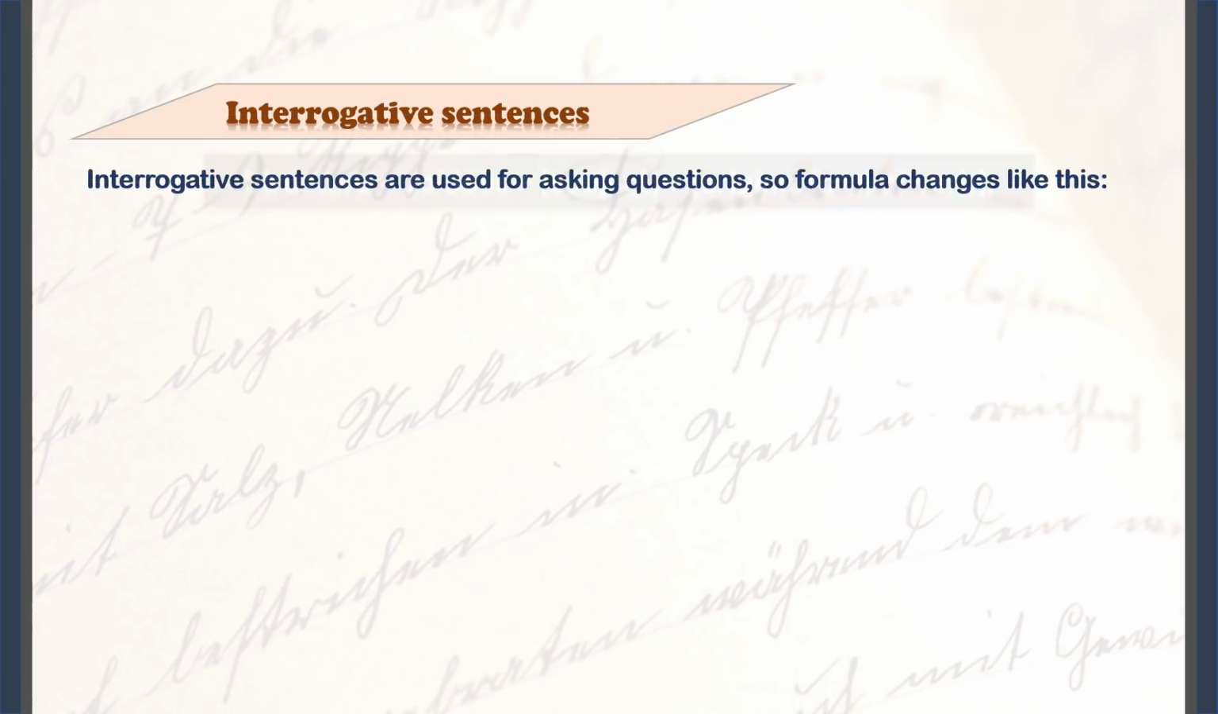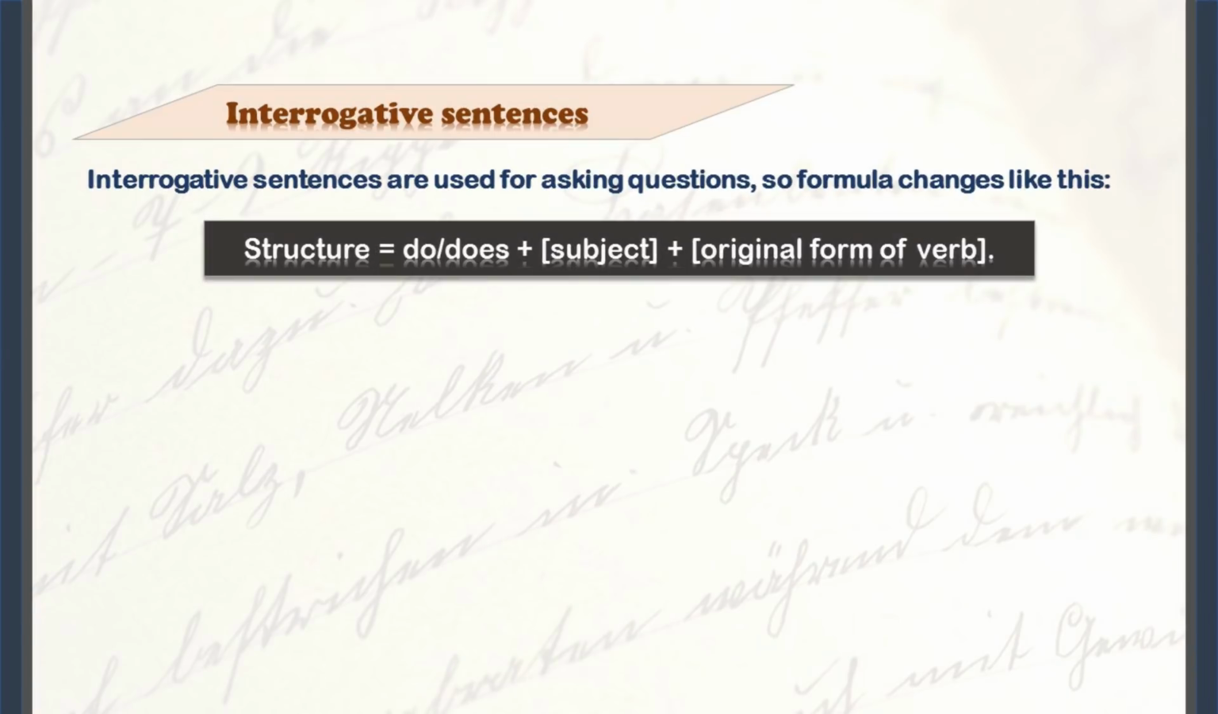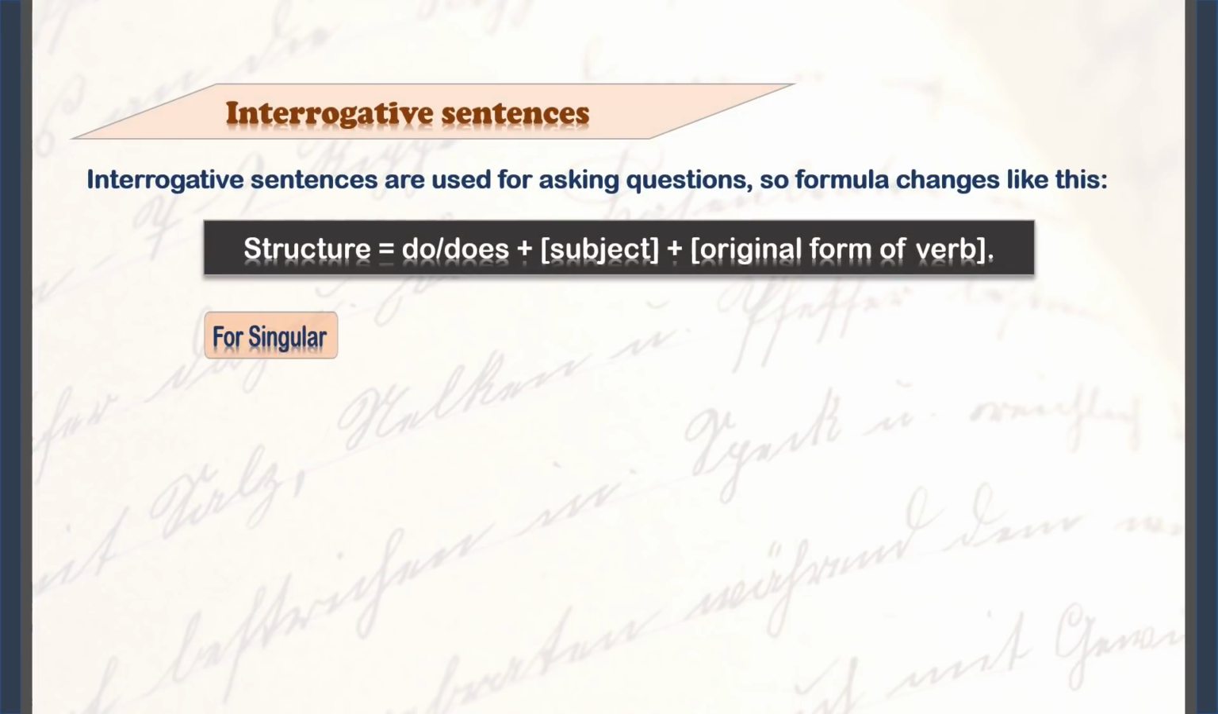Third type of sentences are the interrogative sentences. The interrogative sentences are used for asking questions. The method for asking a question in the simple present is do or does plus subject plus original form of the verb. Let us look at the example.